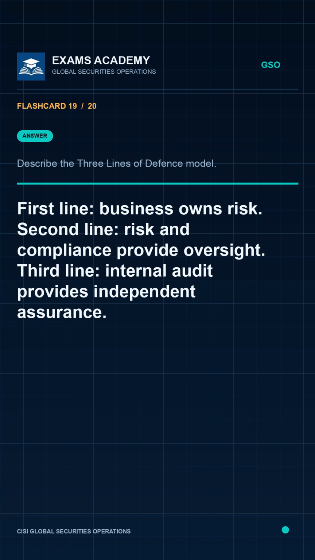Question 19. Describe the 3 lines of defense model. Answer. First line, business owns risk. Second line, risk and compliance provide oversight. Third line, internal audit provides independent assurance.